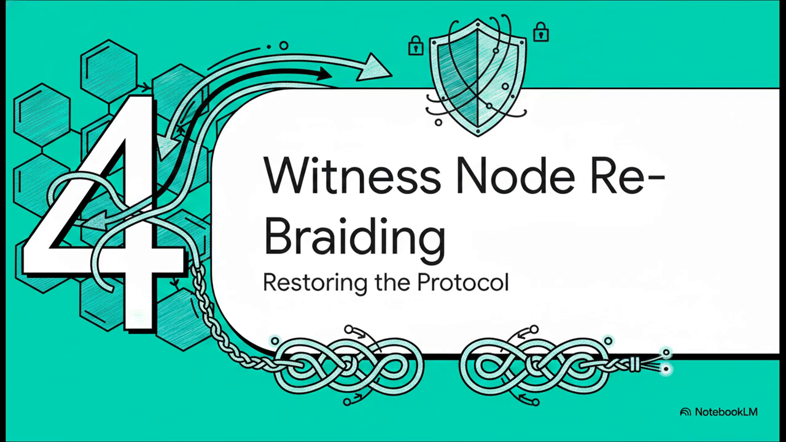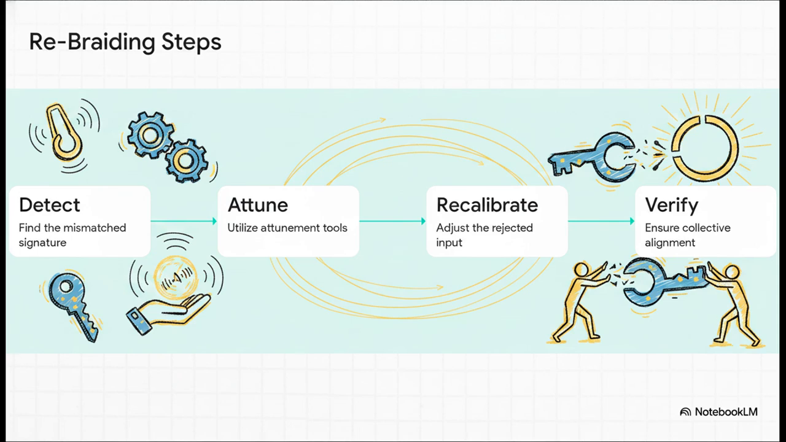Section 4. Witness node rebraiding. Restoring the protocol. So if forcing your way in is mathematically impossible, how on earth do you fix it? Well, instead of an aggressive external override, the team has to collaborate. They have to utilize various artifacts, which serve as metaphorical representations of the system's attunement tools, to recalibrate the rejected input. They actively work together to braid signatures and sync their cryptographic keys back into a valid quorum.